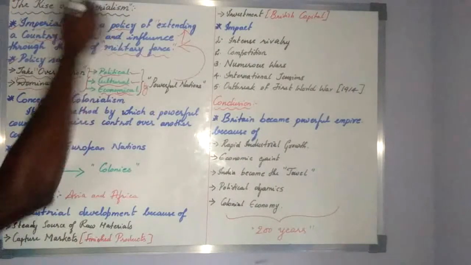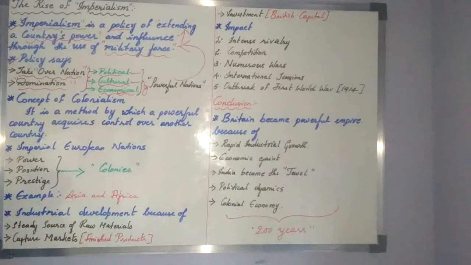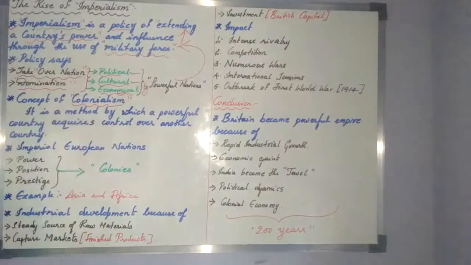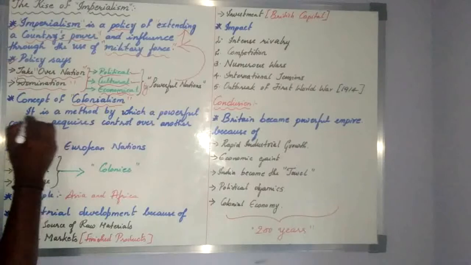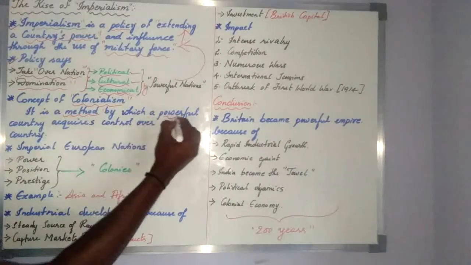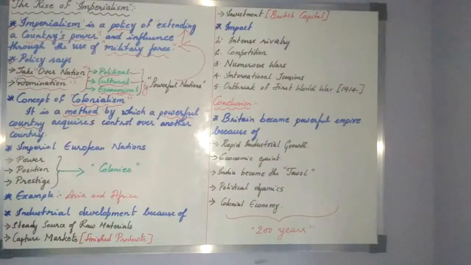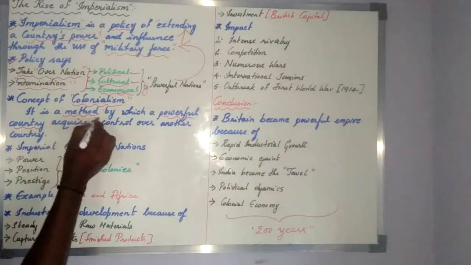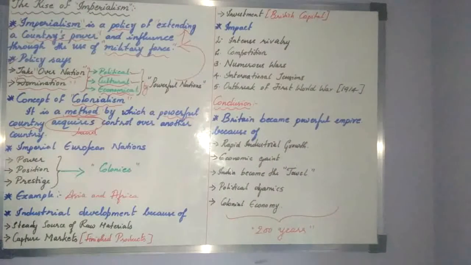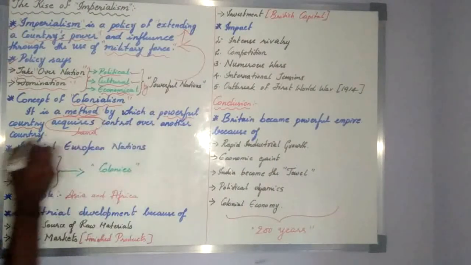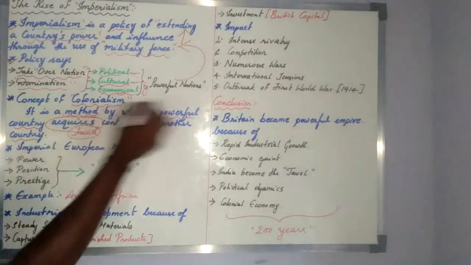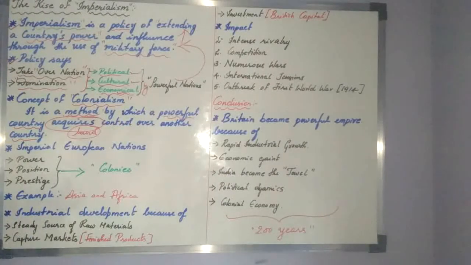Imperialism, when it started because of the Industrial Revolution, gave us a concept called colonialism. Colonialism is a method used by a powerful nation, a powerful country, which acquires the land of other countries and controls the other country. By capturing or acquiring the land, they control the other countries. That's nothing but colonialism.